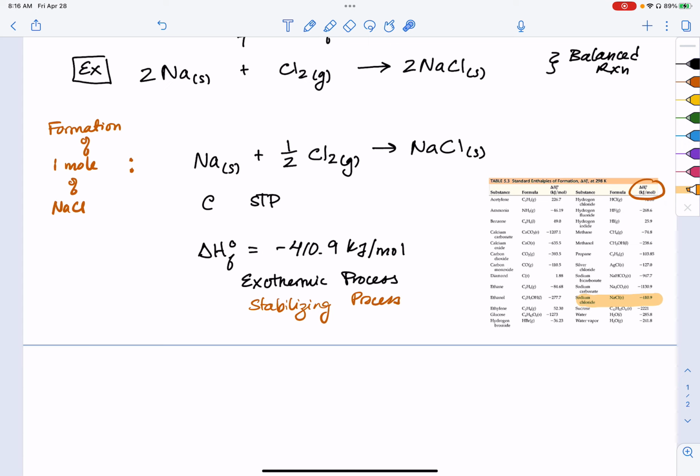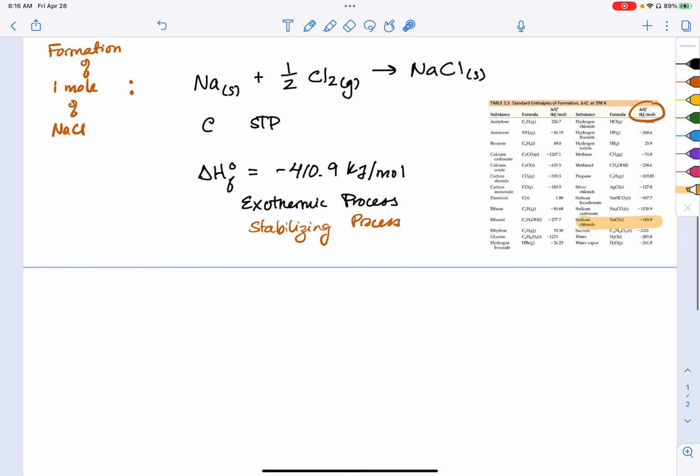Because if our system is releasing heat, getting energy out of the system and pumping it into the surroundings, then that means we are going from a high energy state. So we've got our highly reactive halogen gas and group 1A metal going to our relatively stable solid sodium chloride, which is something that hangs around for a while. Because we've got this exothermic standard heat of formation, we have formed a stable compound.